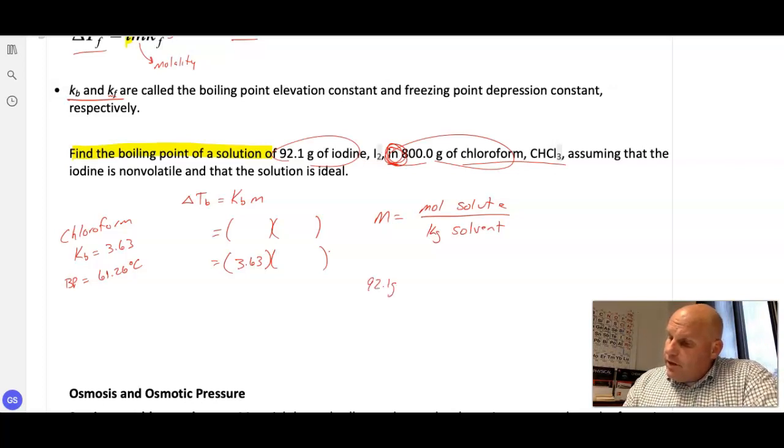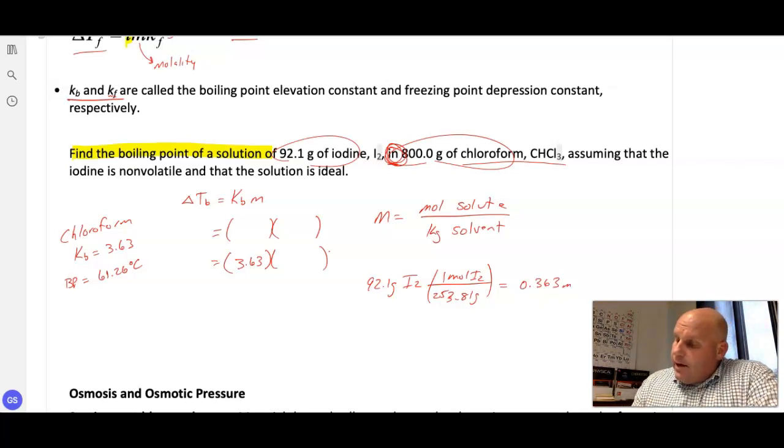Let's convert the grams of iodine to moles of iodine. I will calculate the formula mass of iodine, 253.81 grams per 1 mole, and I get 0.363 moles of iodine. I also need to convert my 800.0 grams of chloroform, but this is just a metric conversion, right?